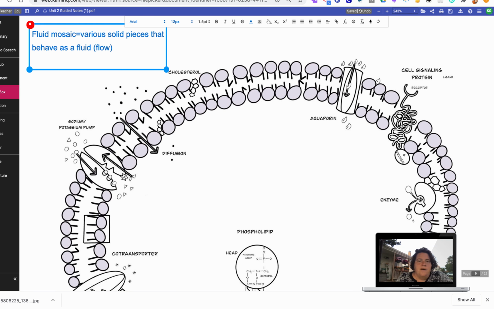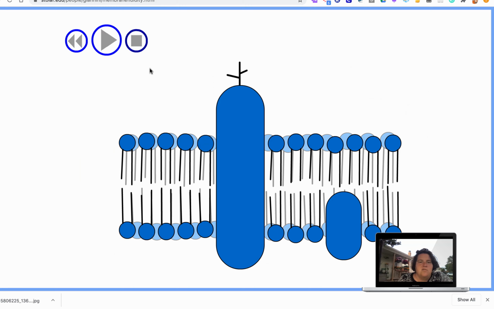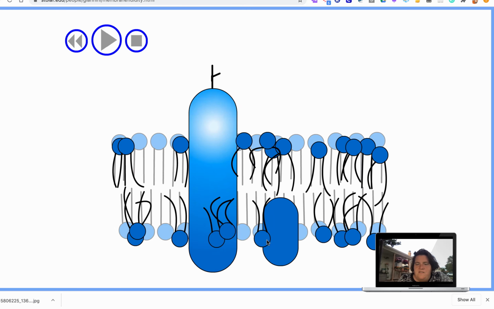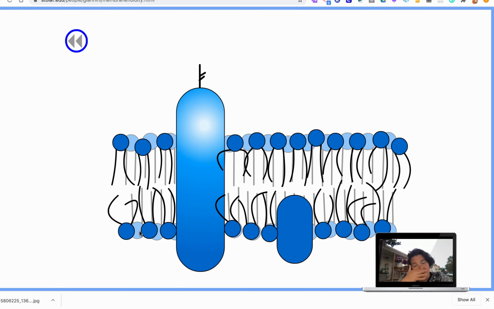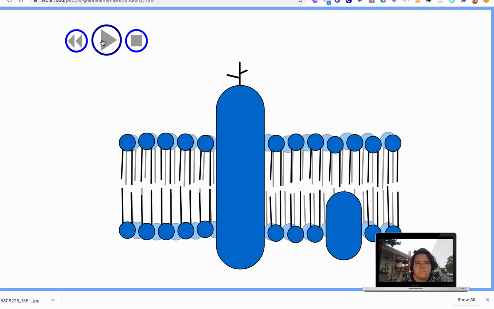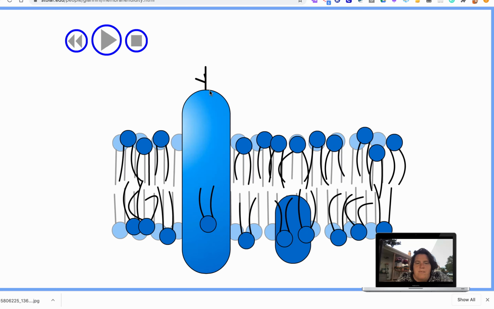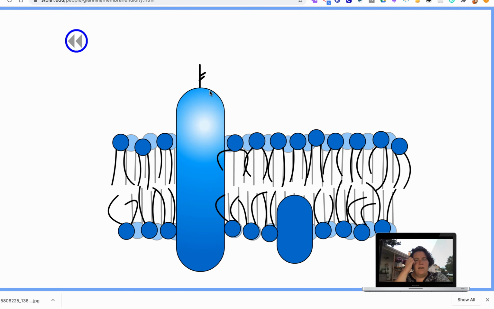And I'll refer to this little simple animation. Here we have phospholipids and embedded proteins. That's all it's showing us. It's showing us a glycoprotein here, an integral membrane protein and a peripheral membrane protein, and the flow of those in the membrane. And that's what it means by fluid mosaic model.